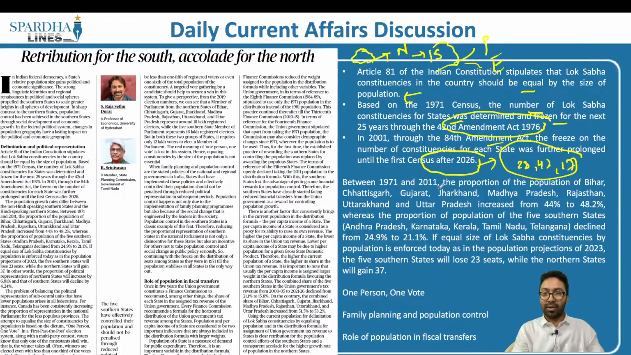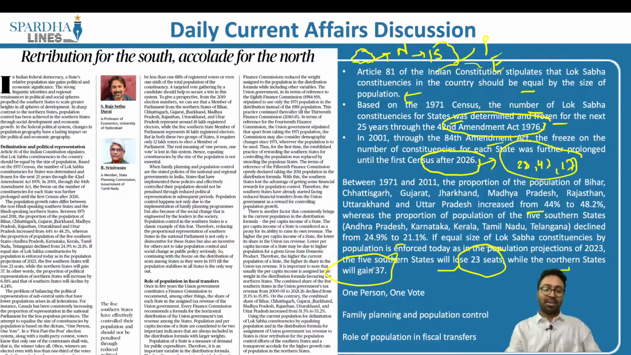Between 1971 and 2011, the proportion of the population of Bihar, Chhattisgarh, Gujarat, Jharkhand, Madhya Pradesh, Rajasthan, Uttarakhand and Uttar Pradesh increased from 44% to 48.2%, whereas the proportion of population in 5 southern states, Andhra Pradesh, Karnataka, Kerala, Tamil Nadu and Telangana, declined from 24.9% to 21.1%. If equal size of the Lok Sabha constituencies by population is enforced today, as in the population projections of 2023, the 5 southern states will lose 23 seats, while the northern states will gain 37 seats.